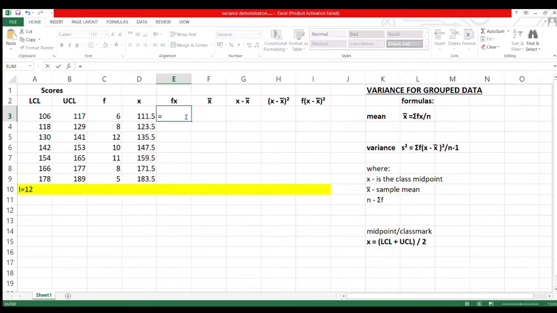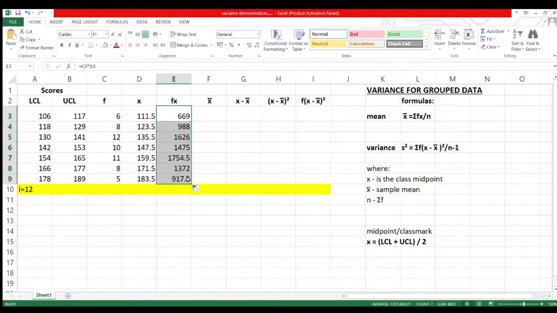Now, we're going to find f times x by multiplying the frequency and the class midpoint, that is 6 times 111.5 equals 669. Again, we just drag it down and the answers are already provided. Now, we need to add these to find the sum of f times x. So the summation of f times x, we get 8,802.